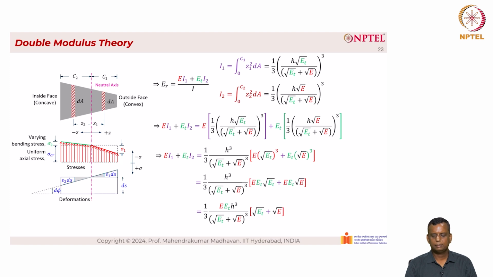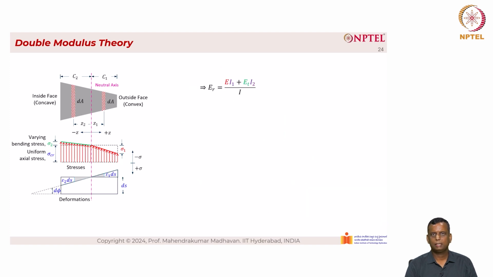Now we can take e and e sub t as common, and we have in the brackets root of e sub t plus root of e, which can be cancelled by the denominator. So we have the equation 1/3 e into e sub t into h cube divided by root of e sub t plus root of e the whole square. Now we also know that e sub r, the reduced modulus, is e into I1 plus e sub t into I2 divided by I, where E I1 plus E sub t I2 is equal to 1/3 e into e sub t into h cube divided by root of e sub t plus root of e the whole square.